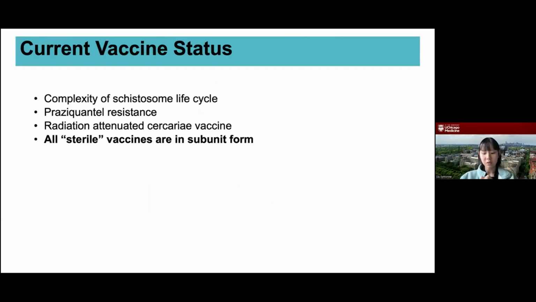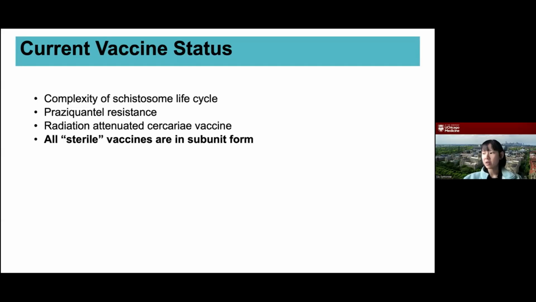The biggest workhorse is praziquantel, which has been administered in a lot of mass drug administration programs. But the mass administration of these drugs actually causes a lot of praziquantel resistance, and also not all patients respond positively to the treatment. So that's why we keep pushing for a more long-term treatment or prevention method for this particular parasite.